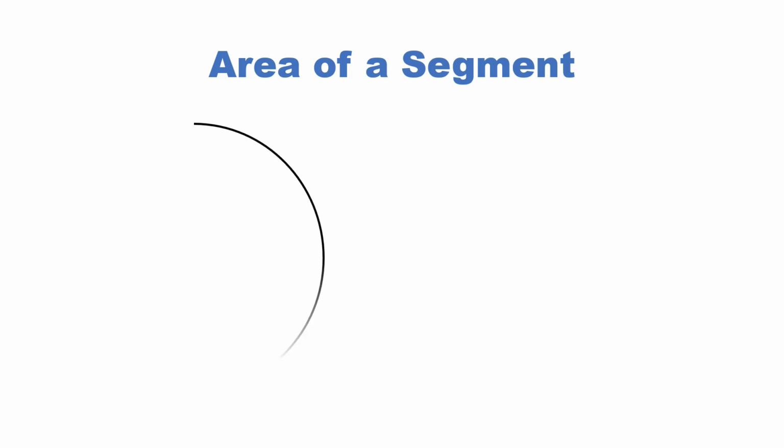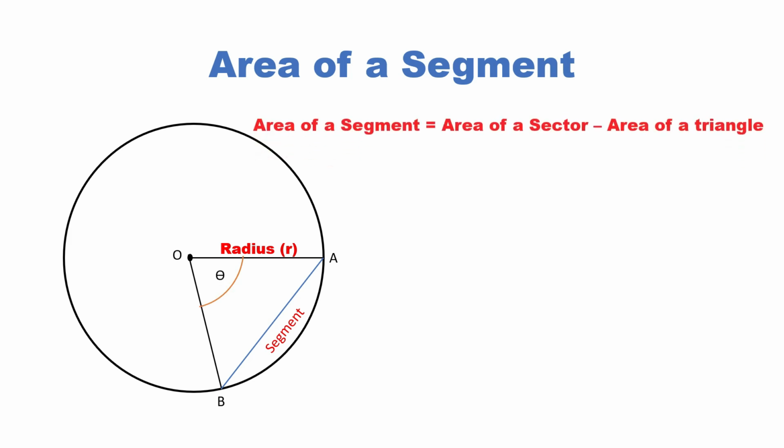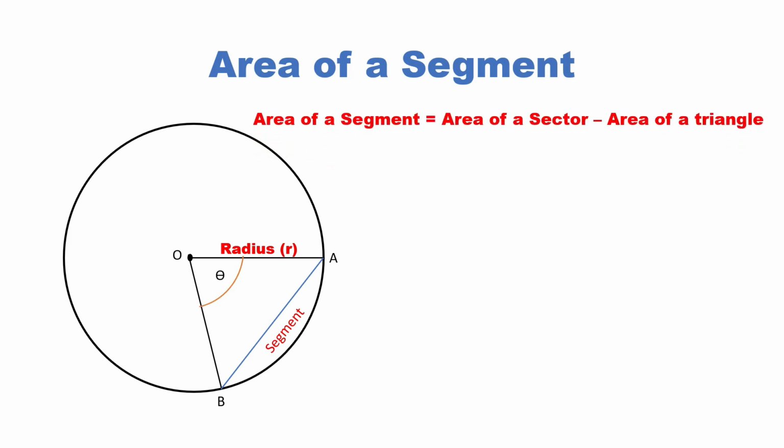If we have our circle with center O, and given the radius r and another radius to form a sector, we can also add a chord from A to B and get our segment AB. And this segment corresponds to the angle theta. So, if we want the area of the segment, we can start by calculating the area of the whole sector, then we subtract the area of the triangle. Hence, the area of the segment is equal to theta over 360 pi r squared minus half times r squared times sine theta.